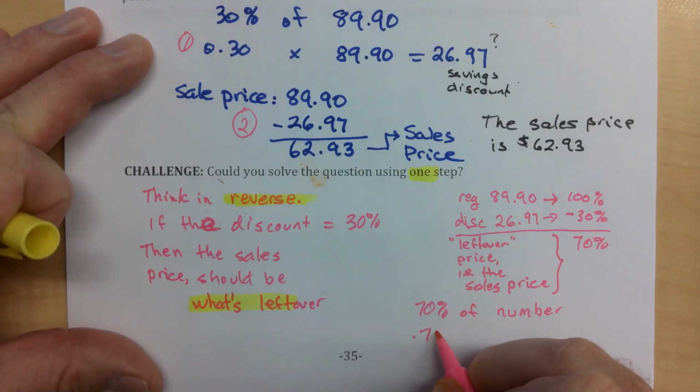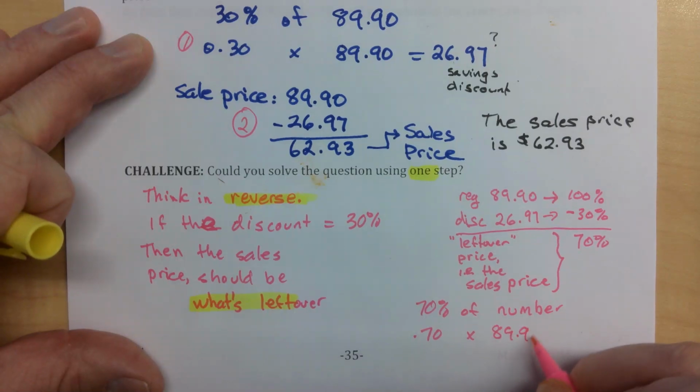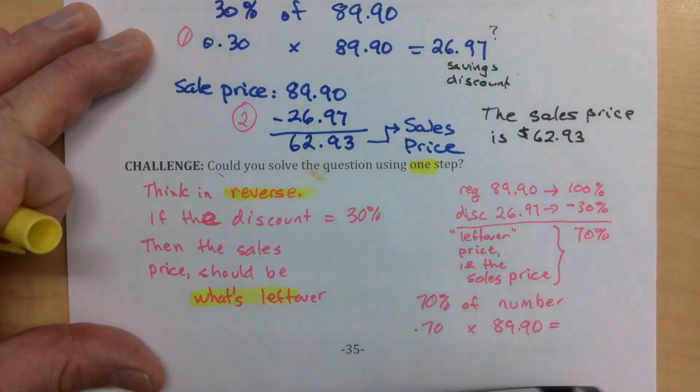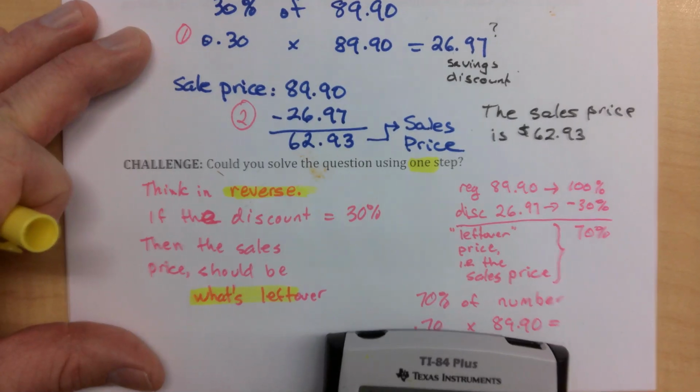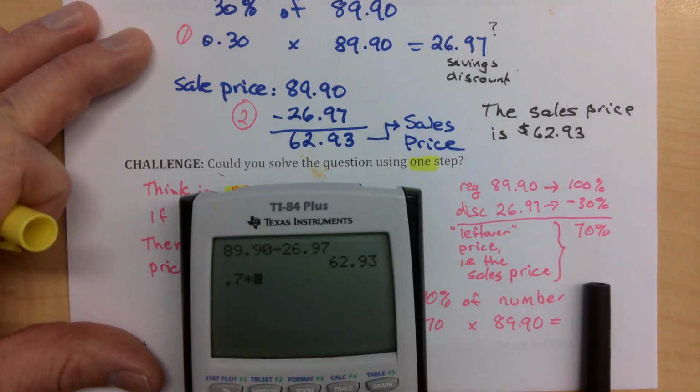Okay, so let's do 0.70 times 89.90. Now, watch the magic here, grade 8s. Watch the magic. 0.7 times 89.90. Look at that.